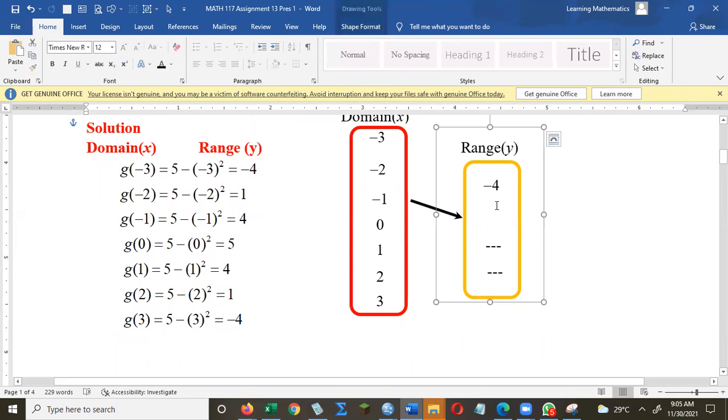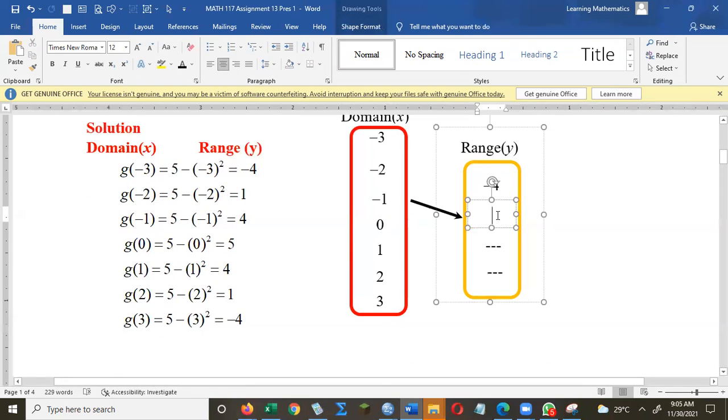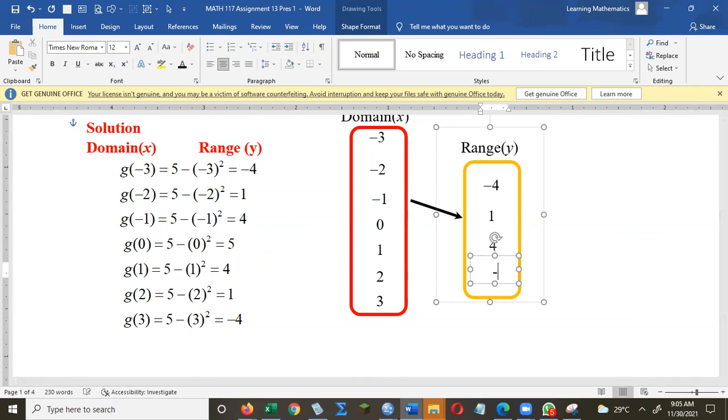Can somebody please tell me, based on what I just did there, what is the next range? The first one was -4. The next range is 1. What's the next range? 4. What's the next range? 5. What's the next range?